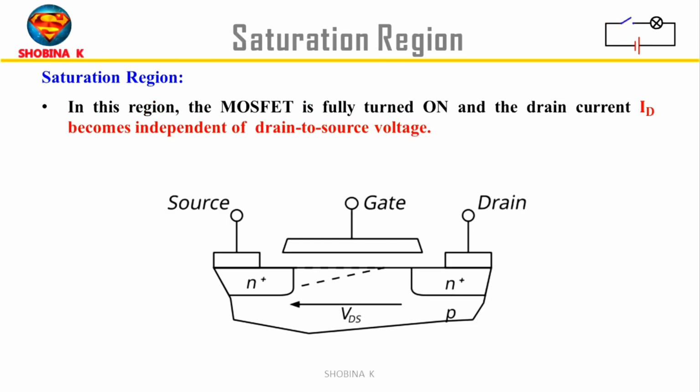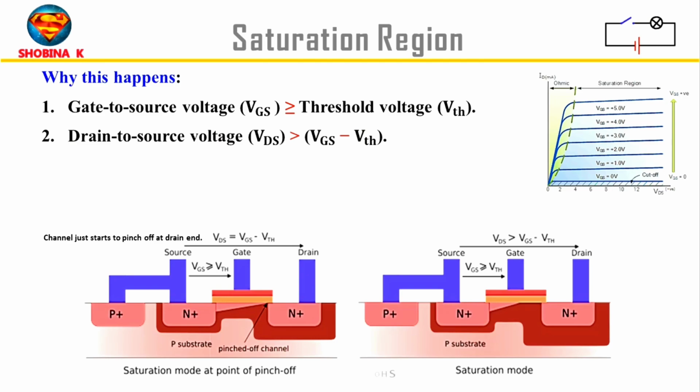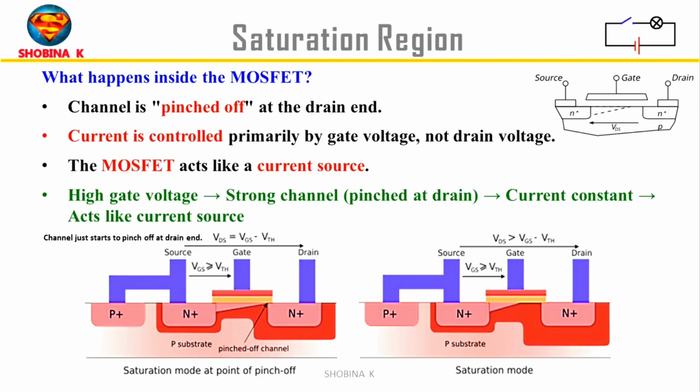Now saturation region. In saturation region, the MOSFET is fully on and the drain current becomes independent of drain to source voltage. And this happens because of two conditions. First condition is gate to source voltage is greater than or equal to threshold voltage. The second condition is the drain to source voltage is greater than the difference between gate to source voltage and the threshold voltage. So what's going on inside the MOSFET is a conductive channel is formed between source and drain.